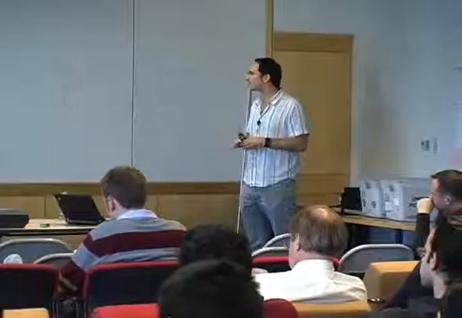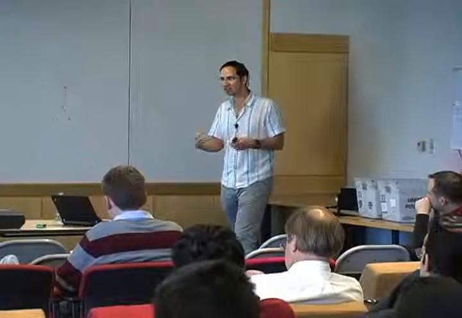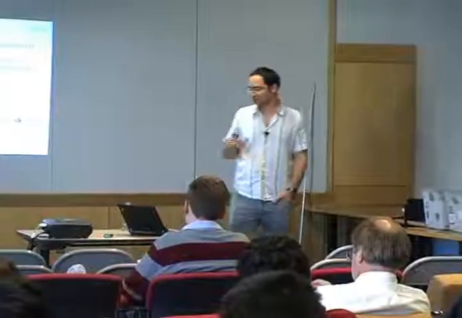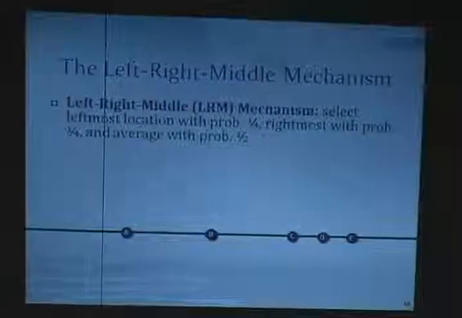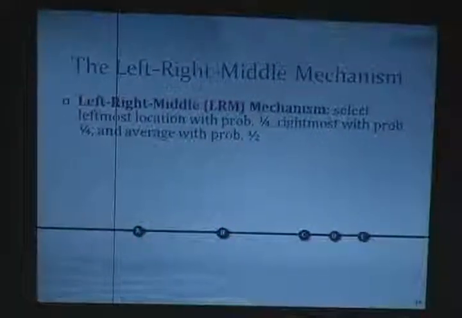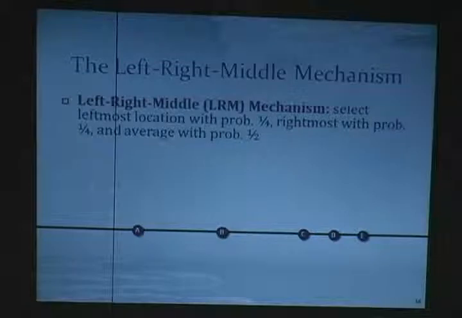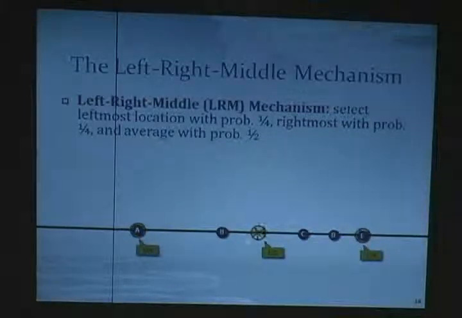So this is a mechanism which we call the left-right middle mechanism. I think it's a very intuitive mechanism. It works as follows. We're going to choose the leftmost reported location with probability 1/4, the rightmost location with probability 1/4, and the midpoint between them with probability 1/2. So in the example, we choose A with 1/4, E with 1/4, and the midpoint between them with probability 1/2.